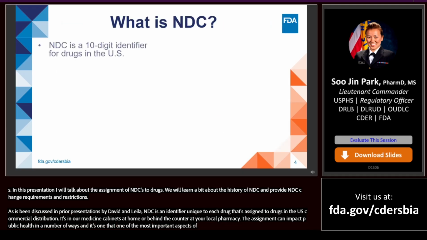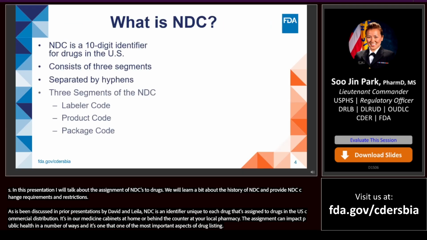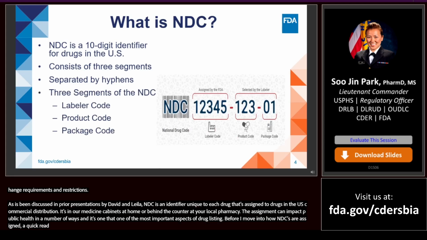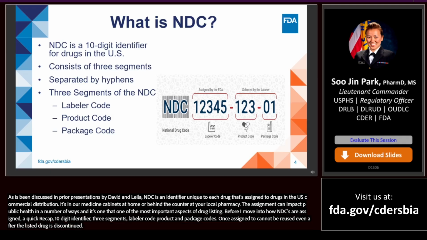Before I move into how NDCs are assigned, a quick recap of what NDC is. The NDC is currently 10 digits and consists of 3 segments, as you all know: labeler code, product code, and package code. I'd like to emphasize that once an NDC is assigned to a drug, it cannot be reused, even after the listed drug is discontinued. However, if a discontinued drug resumes marketing without any changes made to the previously listed drug, the previously assigned NDC should be used.